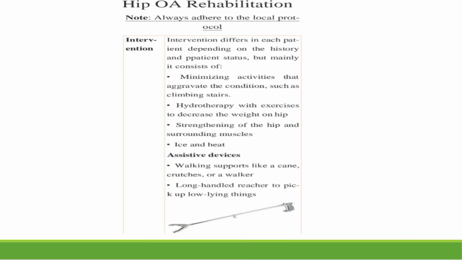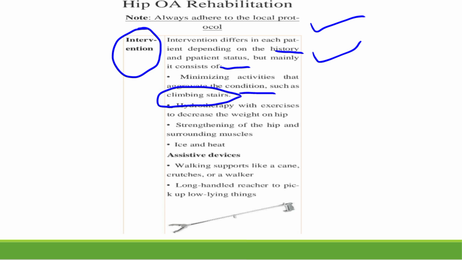Hip osteoarthritis rehabilitation. Note: always adhere to the local protocol. First we go for intervention. What is the intervention? Intervention differs in each patient according to history and patient status. Depending on the patient's condition, age and history, the intervention varies. Minimize activities that aggravate the patient's condition, such as climbing stairs, because the patient's joint space is reduced. Climbing stairs makes the condition painful.